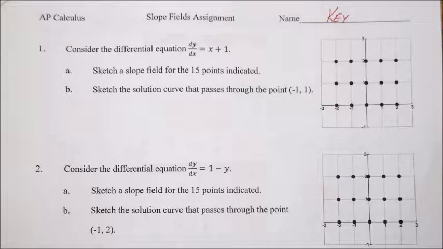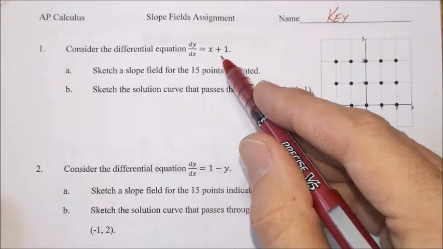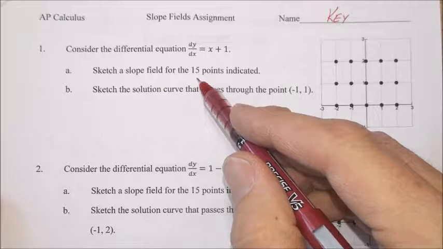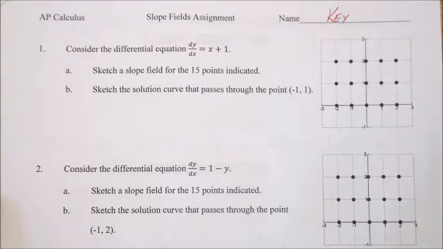Okay, here's the answer key for the slope fields assignment. The first page, we have the differential equation dy/dx equals x plus 1, and we have to find the slope field for each of the 15 points indicated.